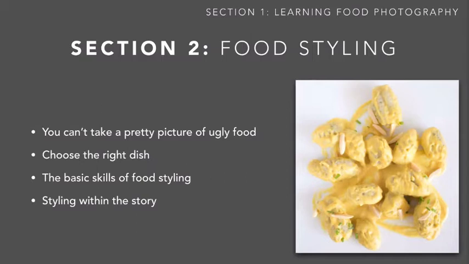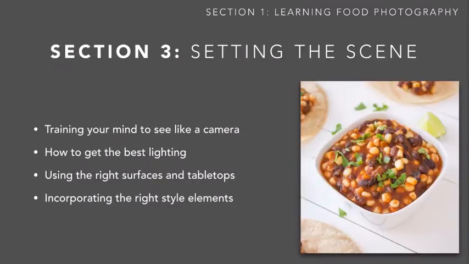Next, we'll introduce the concept that you cannot take pretty pictures of ugly food, and we'll have a series of 4 videos on how to style your pictures so that they're more appealing and photogenic. After our food is styled, we'll learn how to set up the scene around the plate. This includes the lighting, the tabletop on which you're shooting, the background elements, and other accents that help complete your scene.